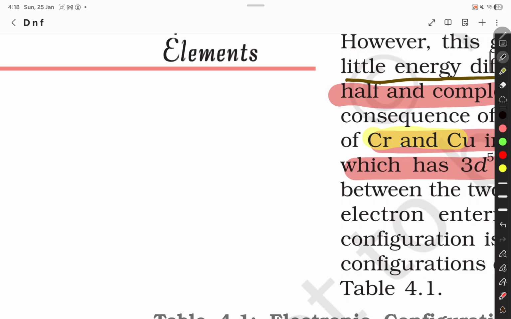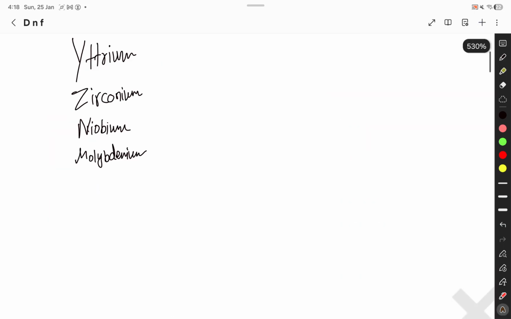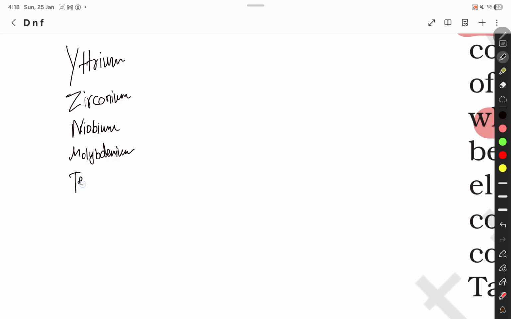Yttrium. Then zirconium, then niobium, then molybdenum, then technetium, then your infamous ruthenium, then your rhodium, then palladium, and then silver, and then cadmium.